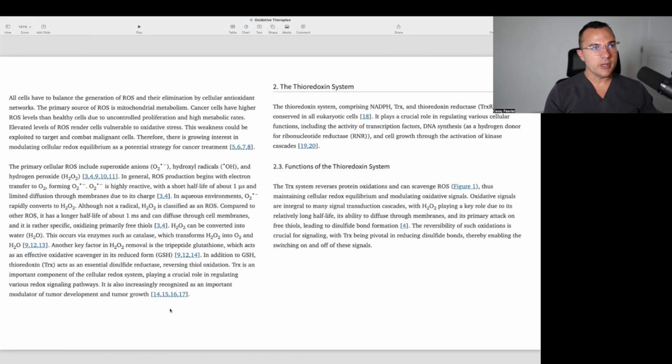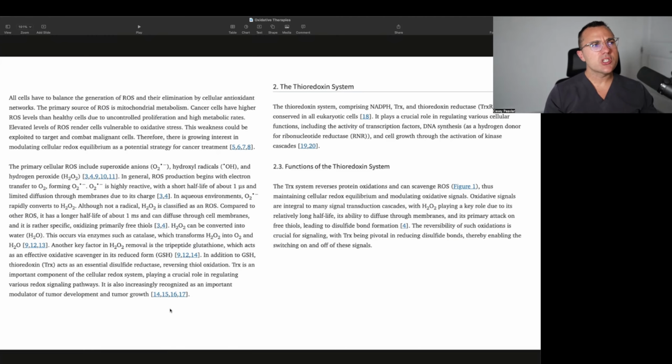In aqueous environments, O2•− rapidly converts to hydrogen peroxide, and although hydrogen peroxide is not a true radical, it is considered a reactive oxygen species. Compared to other ROS, it has a longer half-life, about 1 millisecond, and can diffuse through cell membranes and is rather specific, oxidizing primarily free thiols.